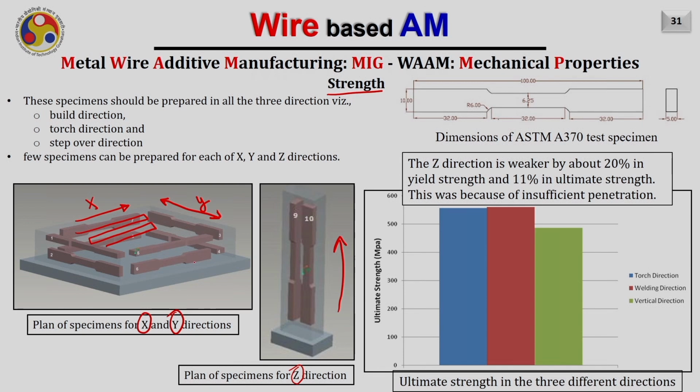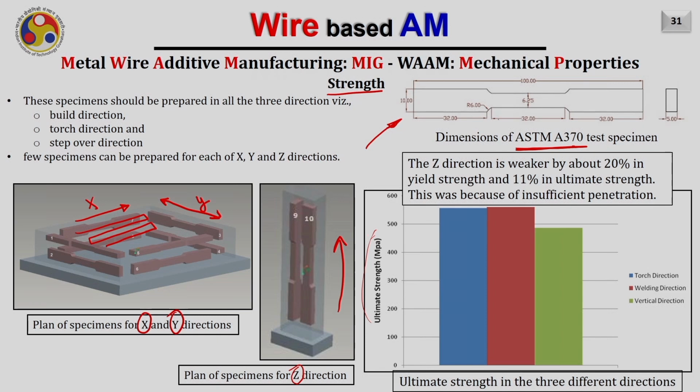After depositing the block by this technique, we can prepare the samples, and usually for wire arc additive manufacturing, the ASTM A370 test specimens are sufficient. This is the typical sample for that. Once we prepare this sample, we can perform the tensile test and obtain the ultimate strength. I am comparing the ultimate strength with the forged part also later on.